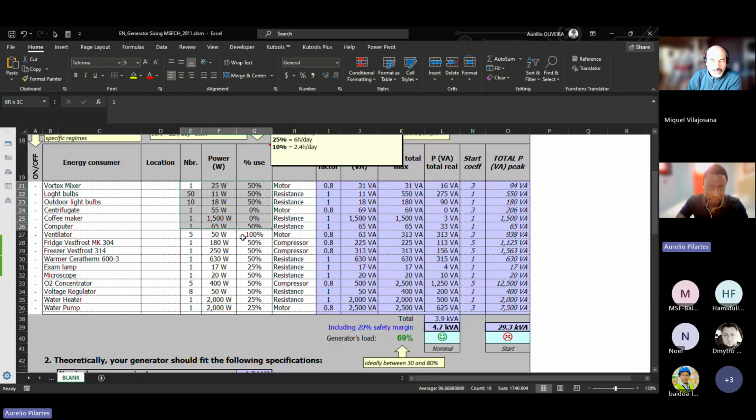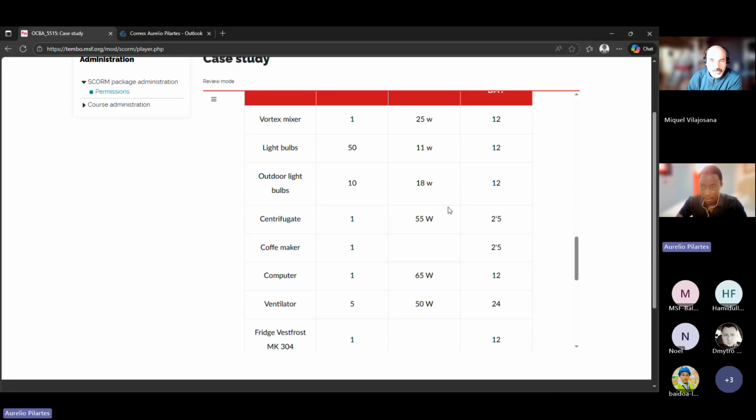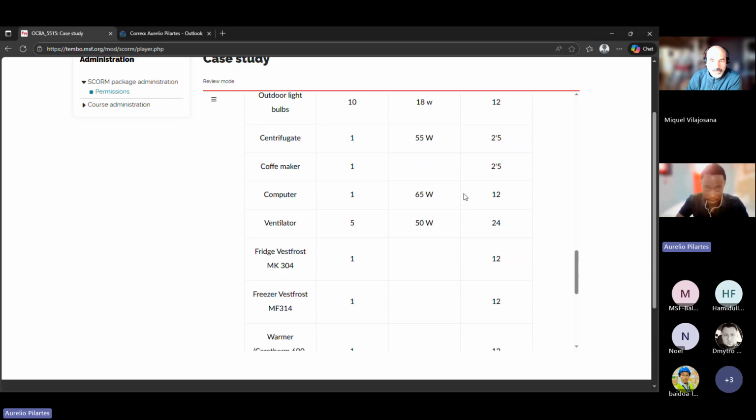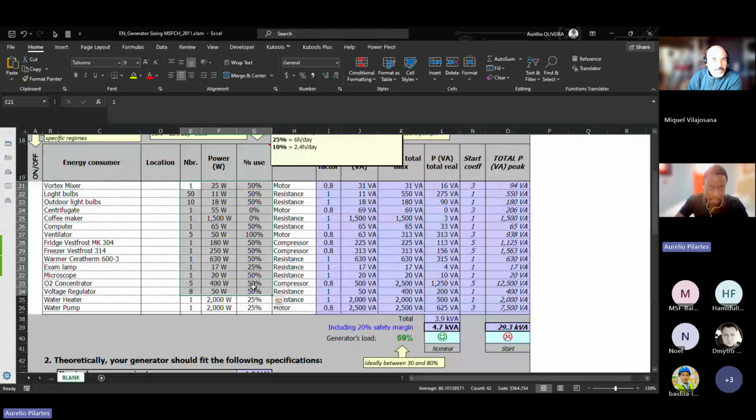All this data here is already provided in the file. In the field, you should know which appliances you have and for how many hours each appliance is going to run. So this is the data we fill in here. Then here, according to the appliance type, we must be able to say if it's a motor, a resistance, or a compressor. This is just a matter of knowing the kind of equipment.